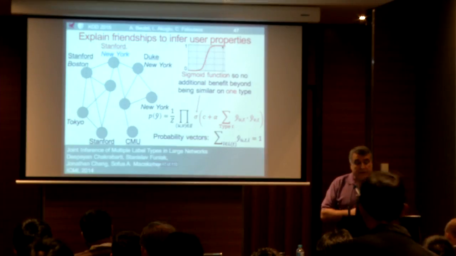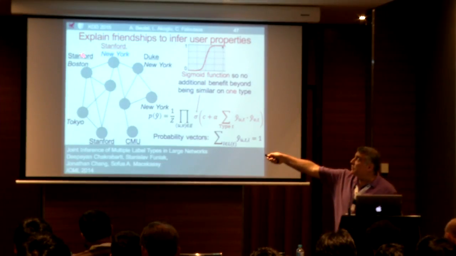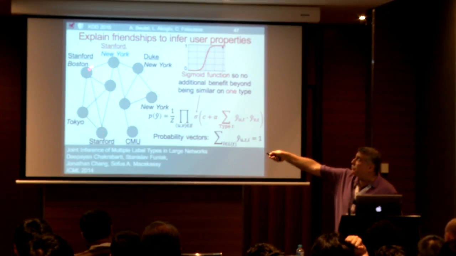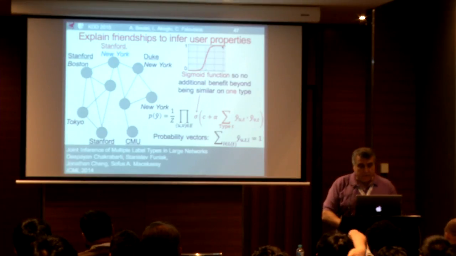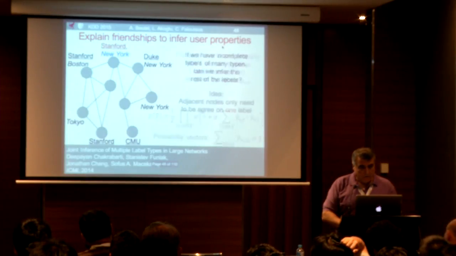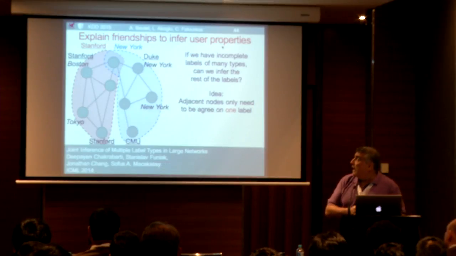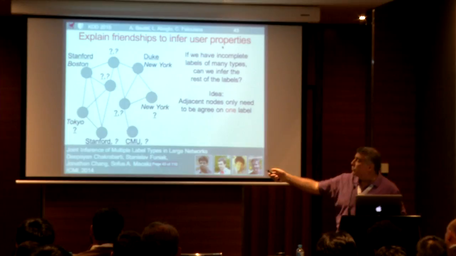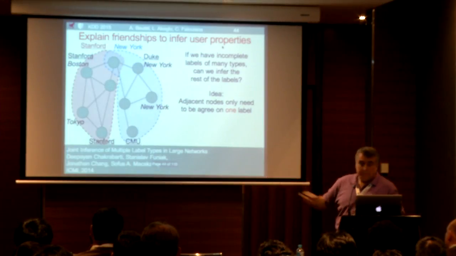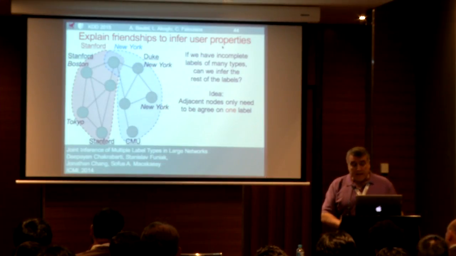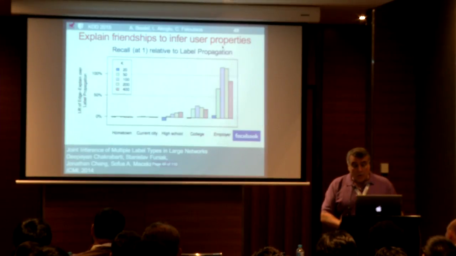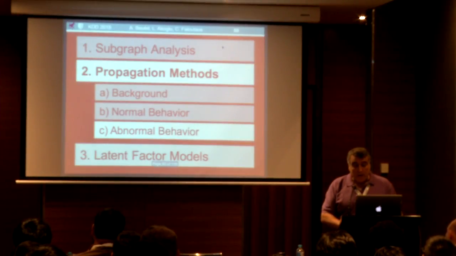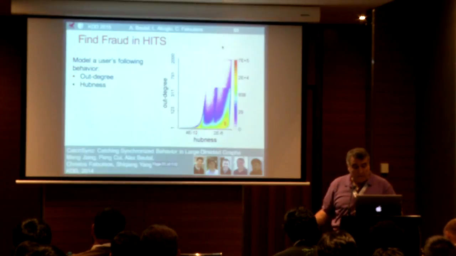guess labels, right? As we saw, if this person is from Stanford, and this person is from Stanford, then all this group is probably from Stanford, right? And if these people are from New York, then this blue cluster is from New York, right? And we can propagate the labels like that. So now we'll see how we can use belief propagation to spot anomalies, the third part, abnormal behavior.